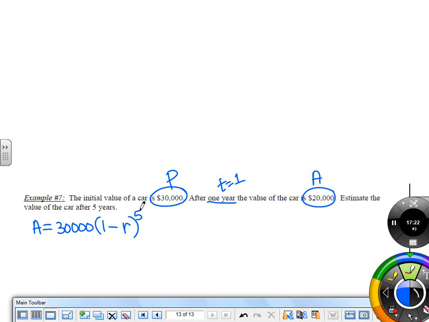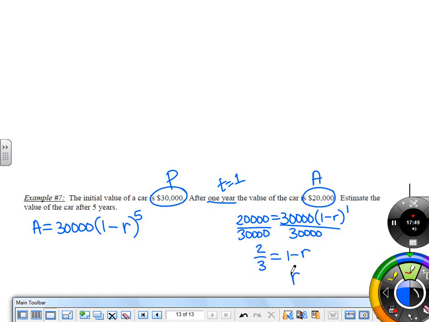The problem is we don't know the rate. So what we're going to do is use the other information from the problem, the fact that it was worth $20,000 after 1 year, and plug all that into the equation to find the rate. So I'm going to divide both of these by 30,000. So I get 2/3 equals 1 minus the rate. And then if you finish solving this, what you'll find is that your rate is equal to 1/3. So I'm going to go ahead then and plug that in here.